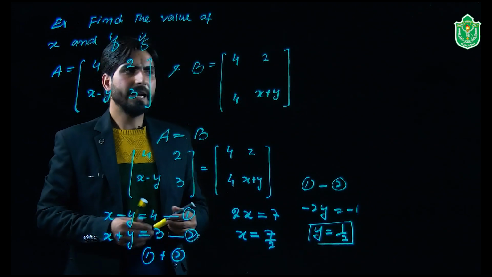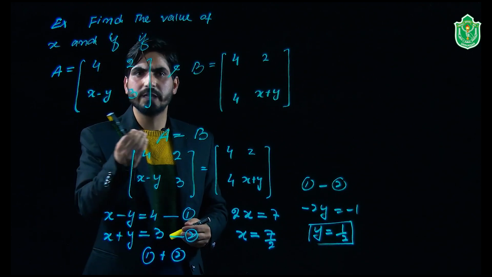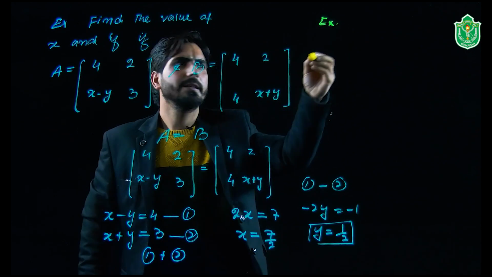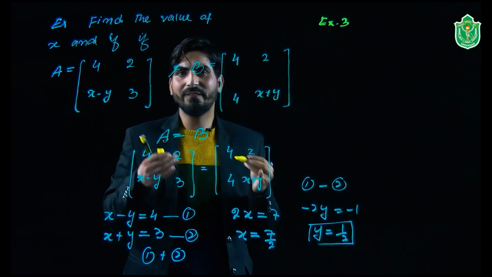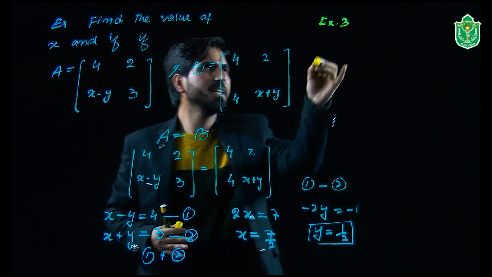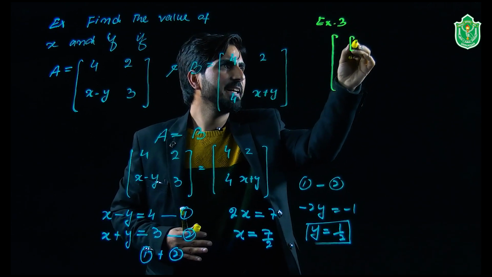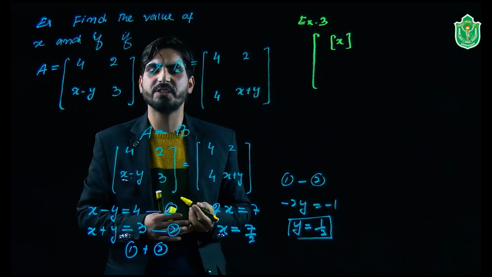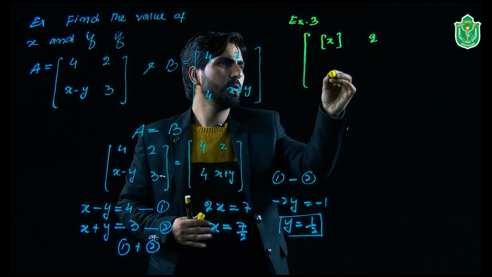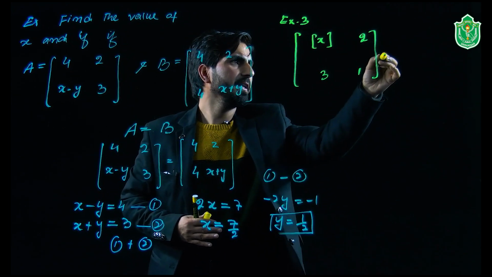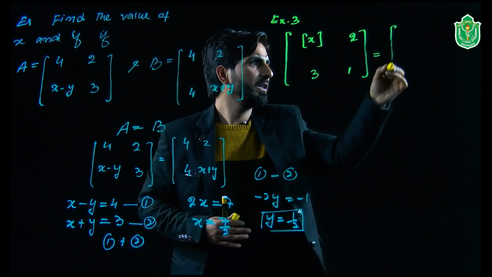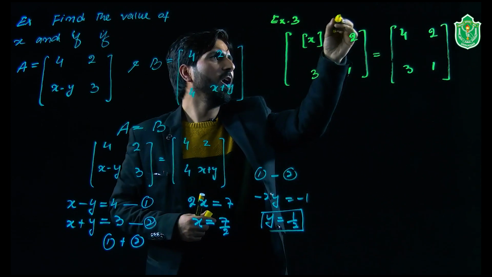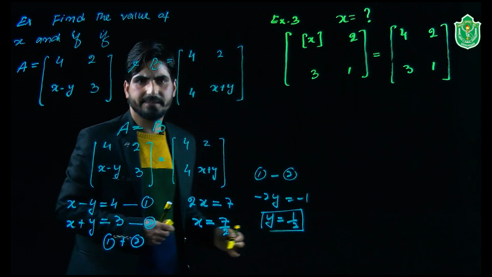Now let's take another example related to the same concept. Here the example number, say 3: find the value of x for which the matrix with first element greatest integer function of x, 2, 3, 1 is equal to the matrix 4, 2, 3, 1. Here also we have to find the value of x.